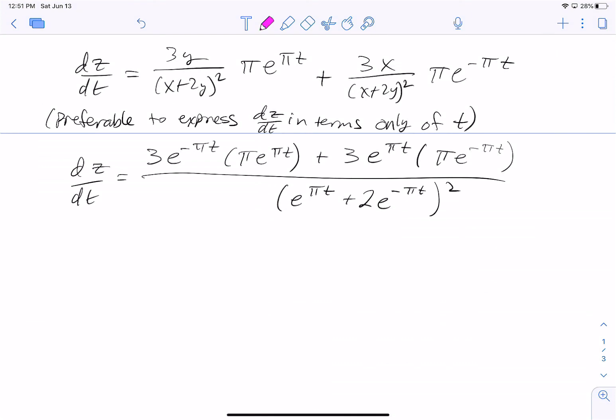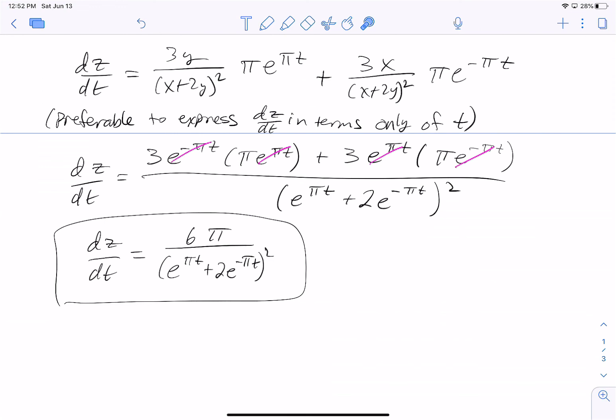You may notice that some factors divide out in the numerator, right? We have two instances of e to the pi t times e to the negative pi t. In both of those cases, there's a factor of 3 and a factor of pi. And so dz dt actually simplifies kind of nicely to 6 pi divided by the quantity of e to the pi t plus 2e to the negative pi t, whole denominator squared.